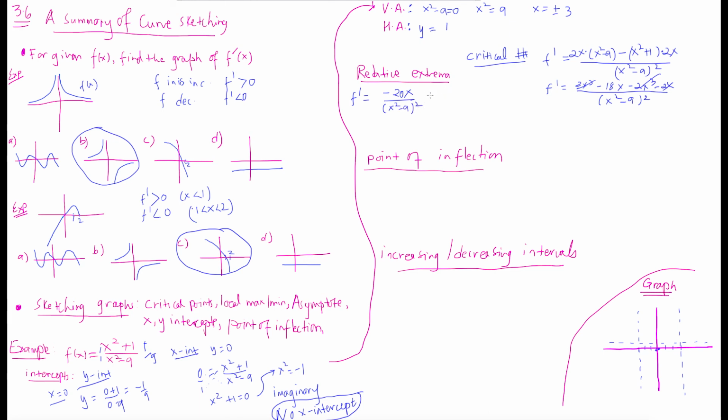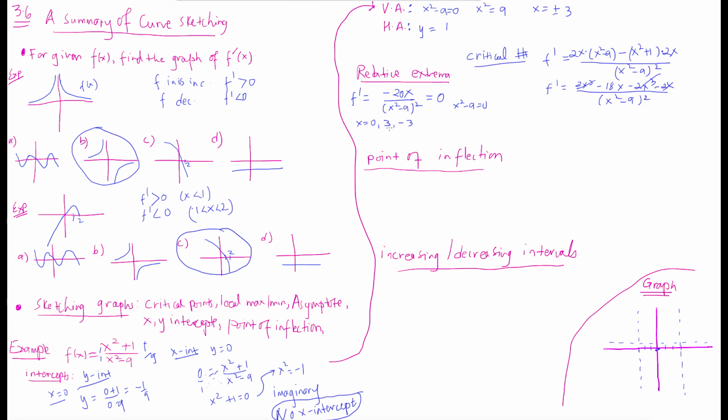To find the critical points, you set that equal to 0, right? Since there is a fraction, you solve numerator equals 0 and denominator equals 0 separately. The possible critical points: if you set the numerator equal to 0, you get x equals 0. If you set the denominator equal to 0, x squared minus 9 equals 0, you get x equals 3 and negative 3. So these are the possible critical points.